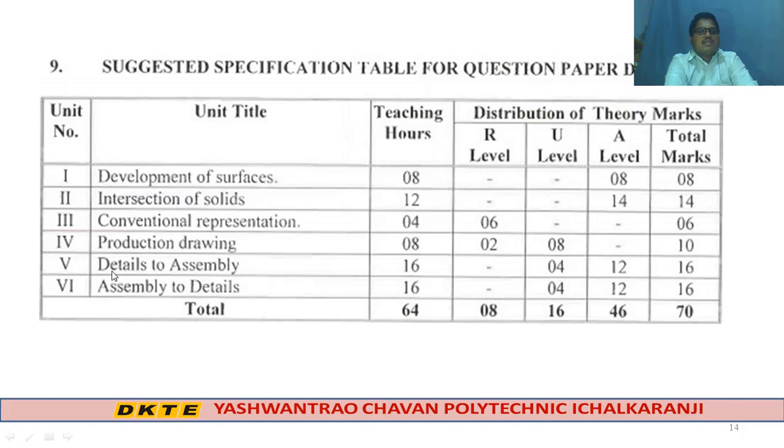Fifth chapter is details to assembly. This is having 16 marks. On that, 12 marks for analysis type and 4 marks for understanding type. And sixth chapter, assembly to details, is for 16 marks, same as per fifth topic, 12 marks for analysis type and 4 marks for understanding type. This is total 70 marks of your syllabus.